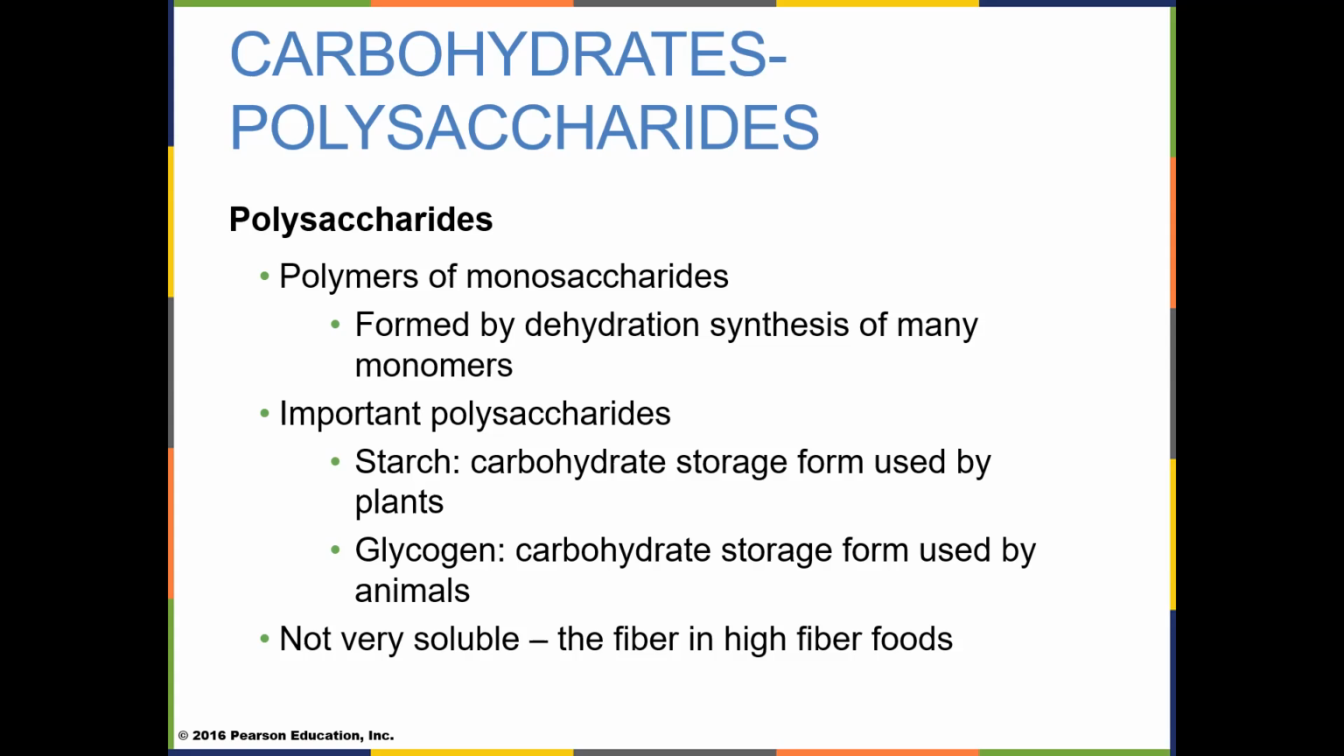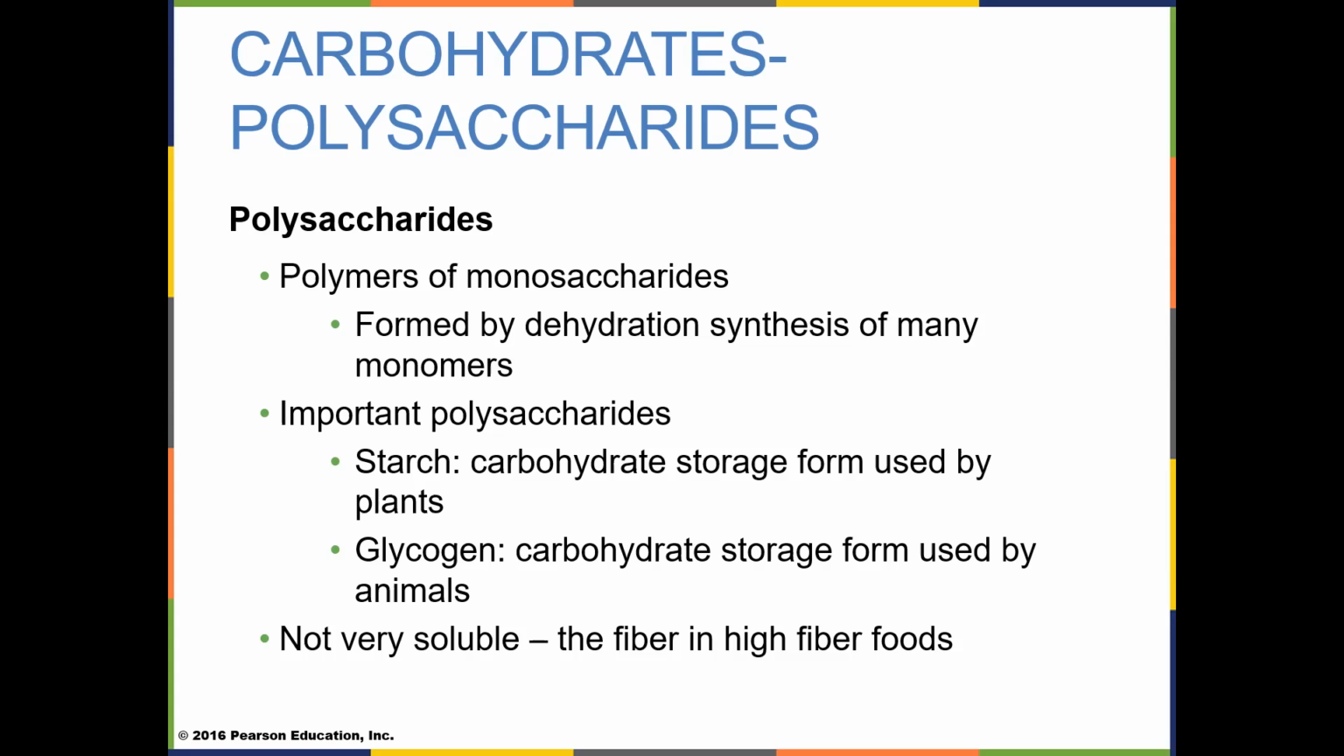So if we have extra glucose, we recognize that as a good source of energy. Let's save it. We store it in the muscle cells as glycogen. We store it in the liver as glycogen. If we have even more glucose, we start storing it in the adipose tissue as fat. We convert it to fat.